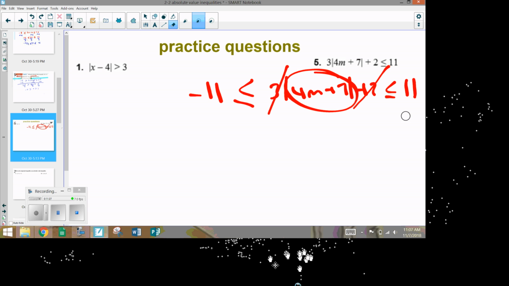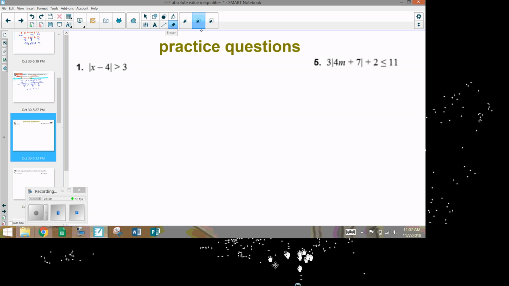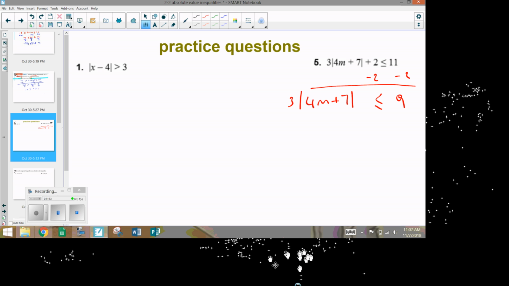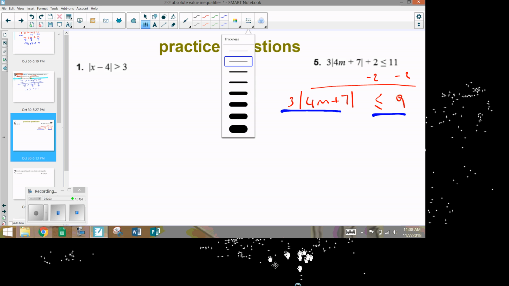So our goal is first subtract 2. Good job. Subtract 2 from both sides. Then let me write that down again. Is there any questions so far? I just subtract. And what is next step? Divide by 3.